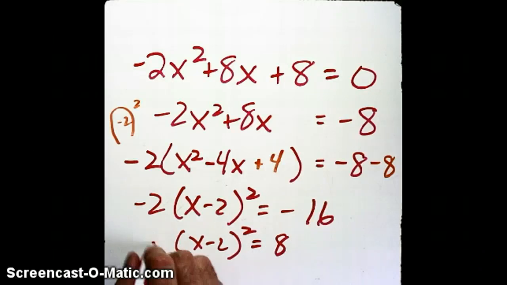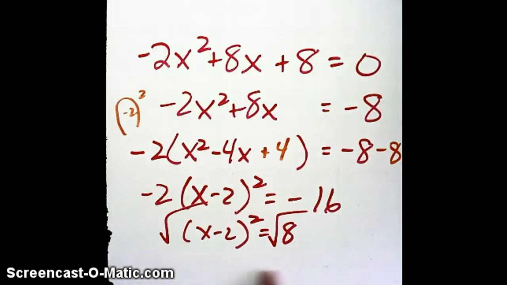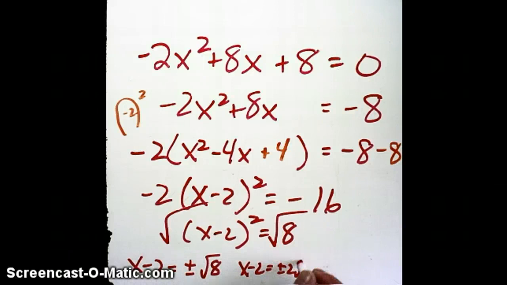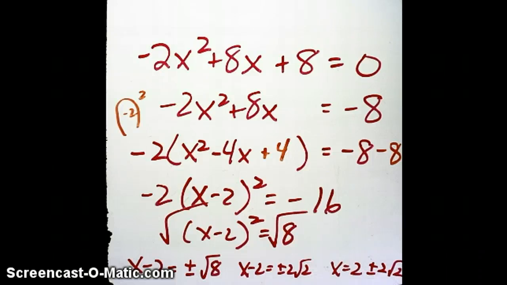Now we can take the square root of both sides. I'm running out of room over here, so I'm just going to write it over here. x minus 2 is equal to plus or minus radical 8. But radical 8 is really 2 radical 2. So x minus 2 is equal to plus or minus 2 radical 2. Remember to move that 2, so x is equal to 2 plus or minus 2 radical 2. If that was a multiple choice question, I would be looking at that answer right there.